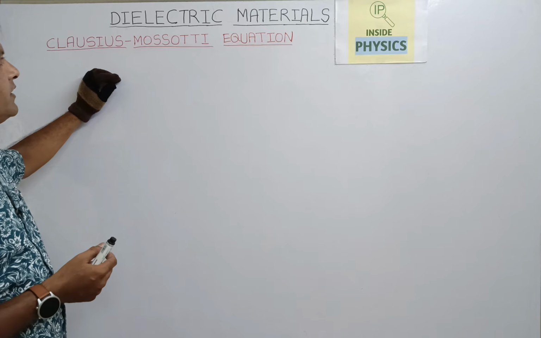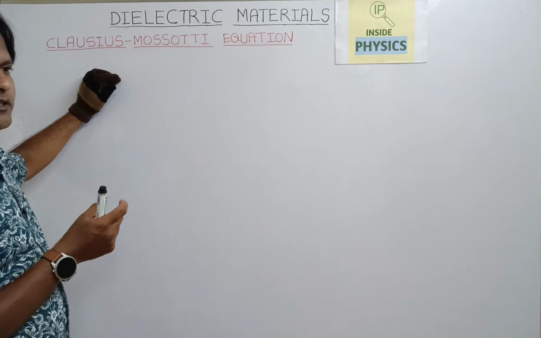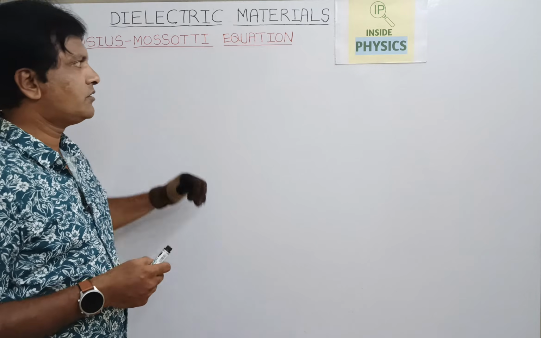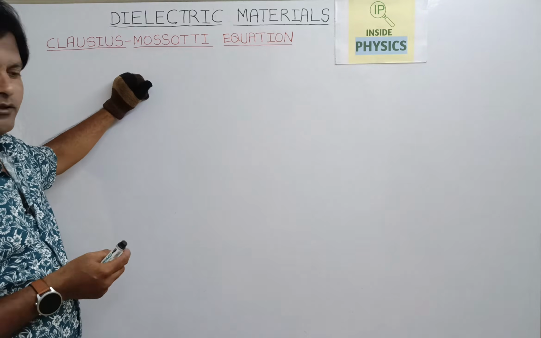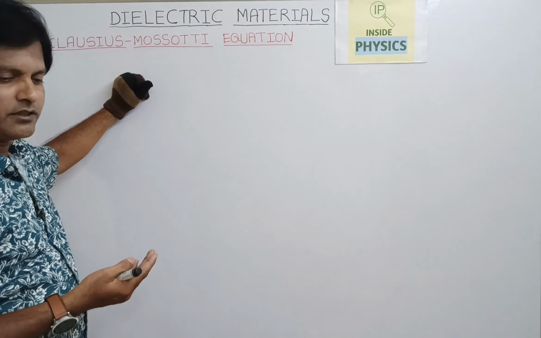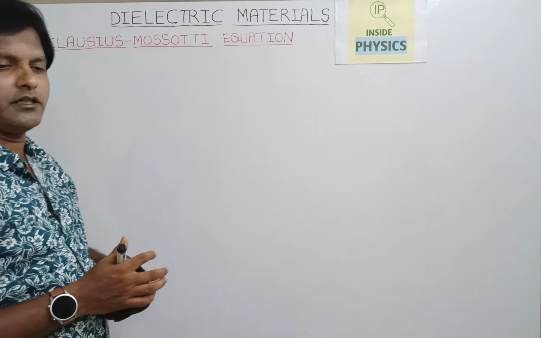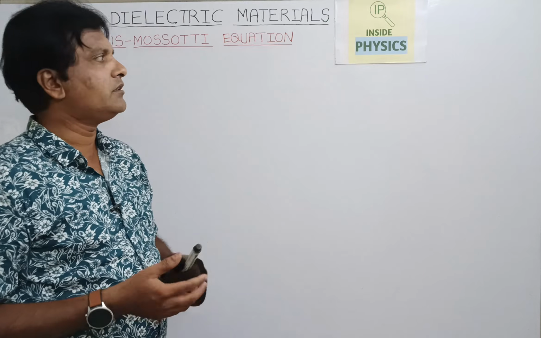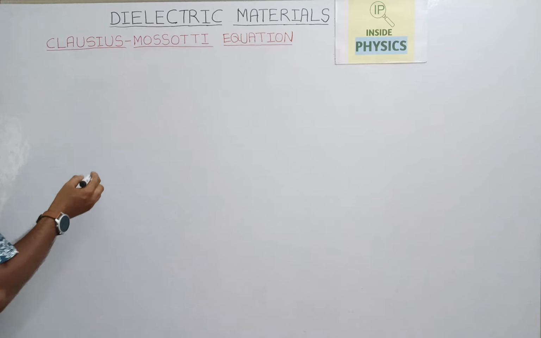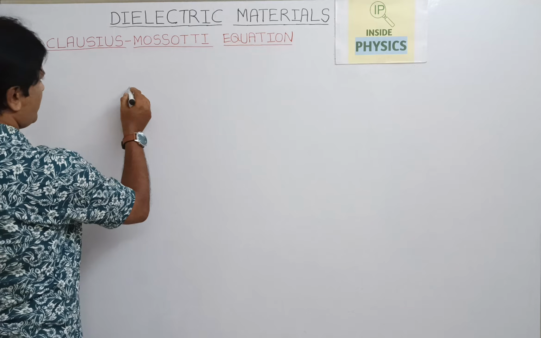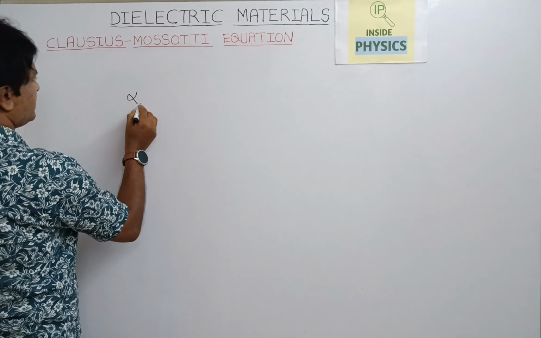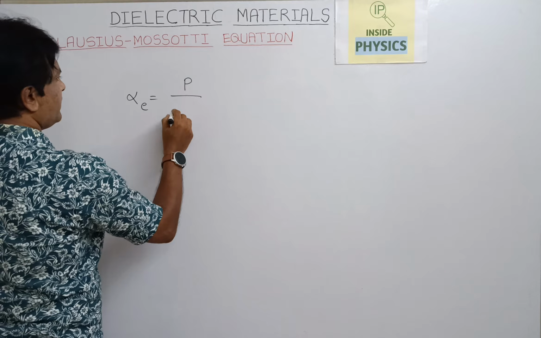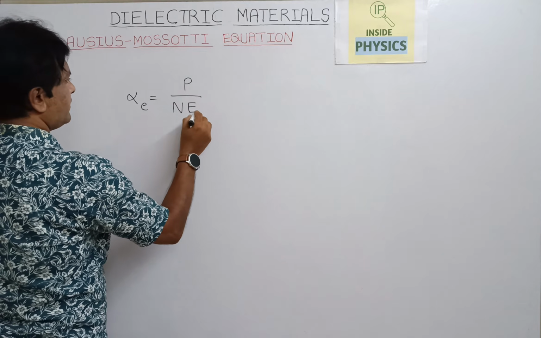The fundamental details are, first of all, we need to take a sample of a dielectric material which is of a single element. Generally silicon and germanium are elemental solids. Here the electronic polarizability is given by alpha e equals P by N E i.